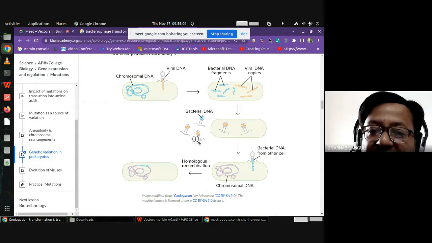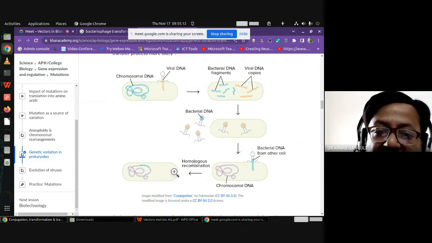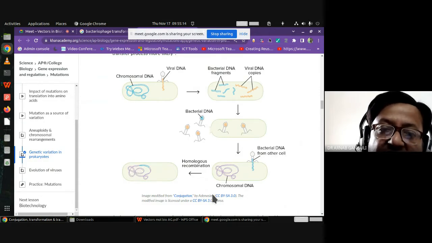containing your gene of interest. Bacterial DNA will also come in here. So bacteria from other cells will go inside. There is homology. This is conjugation.